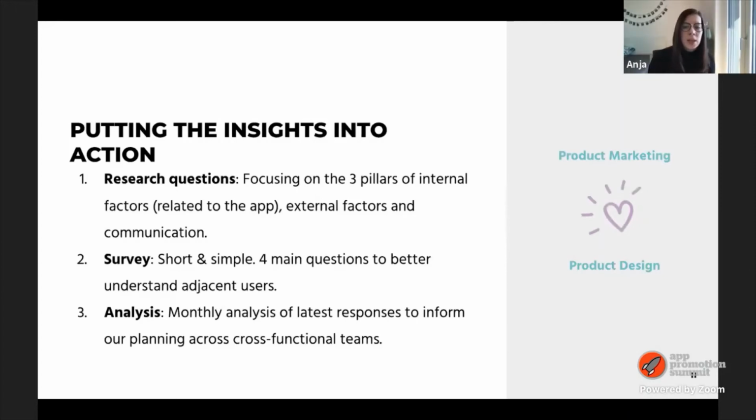And how we did this was a cool project and collaboration between product marketing, so the growth squad that we have here at Runtastic, and our product design team. And we started out with research questions that are focusing on the 3 pillars of internal factors, so they're related to the app, external factors, and communication. So communication is everything we're doing from a marketing messaging perspective in that case. And the second step was that we created the survey based on the research questions. So we knew what we want to get out of it, so which insights we will need, and then we started to formulate questions.